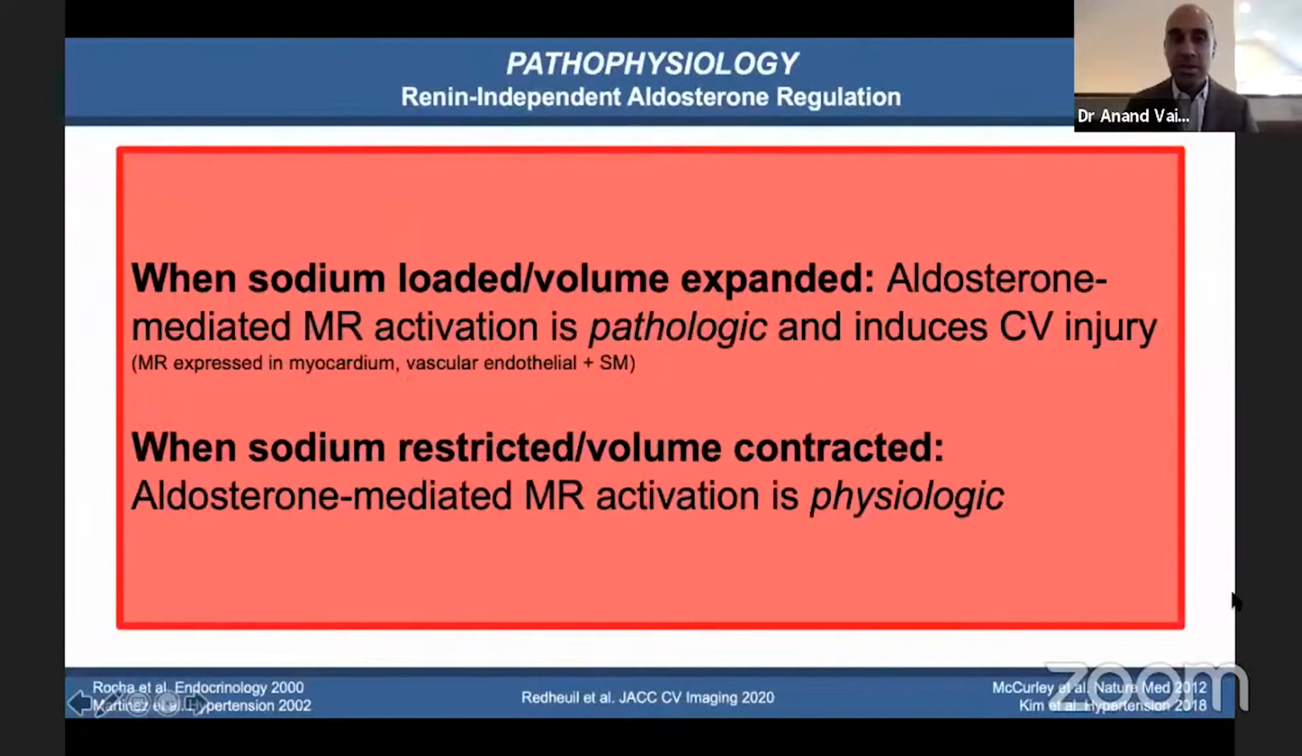So a key point that was mentioned earlier is that there is a paradox. All hyperaldosteronism is not the same. When we are sodium loaded and volume expanded, such as in primary aldosteronism or in heart failure, this hyperaldosteronism causes mineralocorticoid receptor activation that induces cardiovascular injury. In contrast, when we have hyperaldosteronism in the context of sodium restriction and volume contraction, it's physiologic. It preserves volume and causes potassium excretion. And why this dichotomy occurs on a molecular basis is not completely understood, but this is the basis for why primary aldosteronism needs to be diagnosed and treated early.